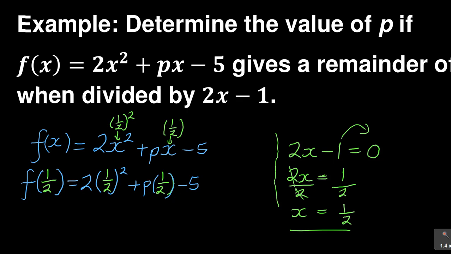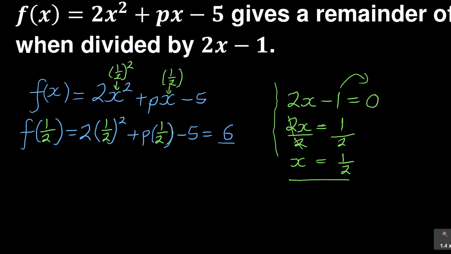But now they told you if you put in where there is x, if you put 1 over 2, you are going to get a remainder of 6. So that is how you approach that. So f of a half is equal to that, and the remainder is going to be that. So that's how you approach it. And then what you simply need to do now is to solve for p, because you have an equation here. This particular equation is 2 into 1 over 2 squared plus p into 1 over 2 minus 5 is equal to 6. So that's the equation that you're going to solve.